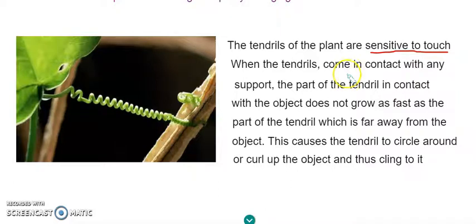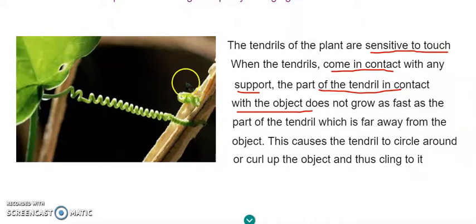So what does the tendril do? When the tendril comes in contact with any support, the part of the tendril which comes in contact with the object will stop growing, or it will be very slow in growing. If you see this part of the tendril, it is in contact with the wooden stick, so it is growing very slowly compared to the opposite end of the tendril, which is growing very fast.